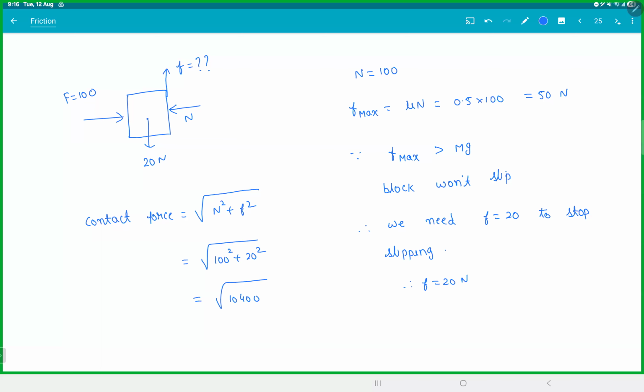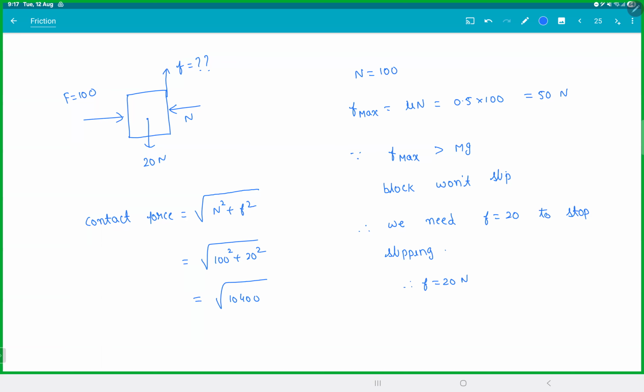Most common mistake, people take F equal to 50 and they finish it off. Or another mistake, people forget contact forces. They think it is only normal reaction, like I did. Clear with this?